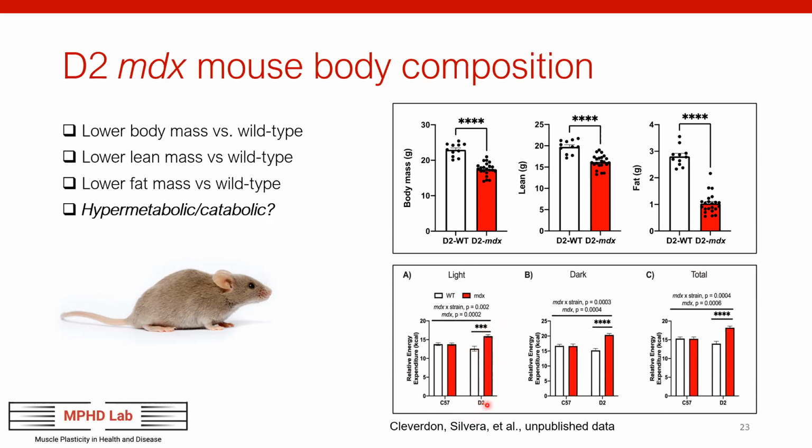You can see that the D2 MDX mice, shown here in red, have significantly elevated energy expenditure compared to wild type, whereas for the C57 MDX mice, there's no difference at all. Again, because the D2 MDX mouse model is more severe than the C57. So we see this in the light, dark, and daily period. That corresponds well with this reduction in lean and fat mass and this reduction in body mass.